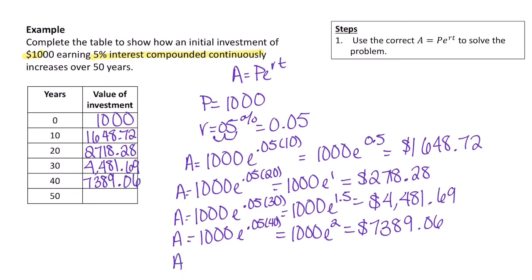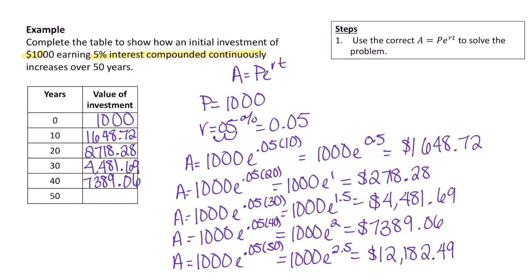And now let's do after 50 years. So we have 1,000 e to the 0.05 times 50. So that's going to be 1,000 e, and then 0.05 times 50 is going to be 2.5. So if we do this on our calculator, we have 1,000 and then e to the 2.5. And that will give you $12,182.49.